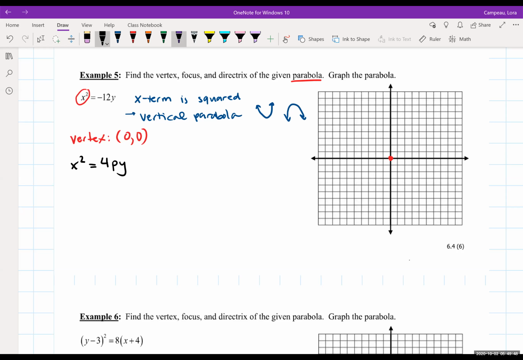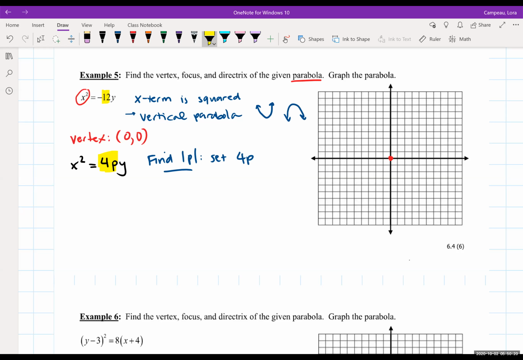So that is the first thing I want to do for myself, is find what the distance is. So that's why I'm using absolute value. And that's always done by setting 4p, so look at what we're looking at, it's the coefficient of the linear term. So set this equal to, in our case, 12.